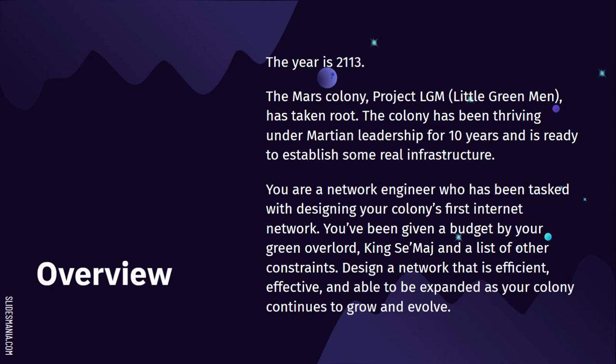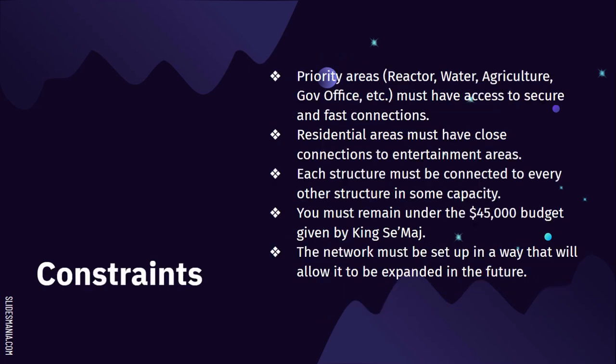The year is 2113. The Mars colony, Project LGM, has taken root. The colony has been thriving under Martian leadership for 10 years and is ready to establish some real infrastructure. You are a network engineer who has been tasked with designing your colony's first internet network. You've been given a budget by your green overlord, King Zamaj, and there's a list of other constraints. Design a network that is efficient, effective, and able to expand as your colony continues to grow and evolve.